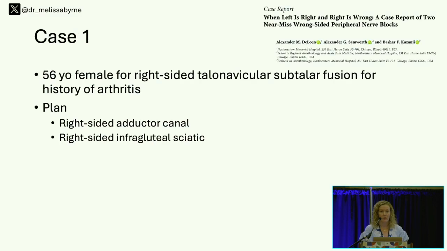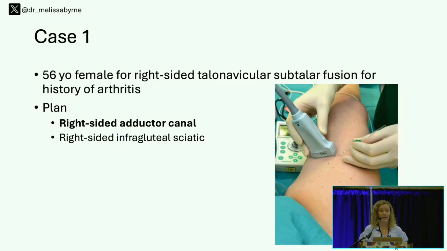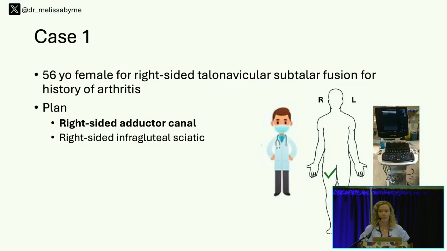So just to give you an example case, this is taken from the literature, of a 56-year-old woman who came in for a right-sided ankle fusion. She'd had rheumatoid arthritis, and the plan for her anesthetic had been a right-sided adductor canal block in the supine position. Now, this next image gives you a visual representation of the location of the ultrasound machine on the patient's left and the operator on the patient's surgical side.